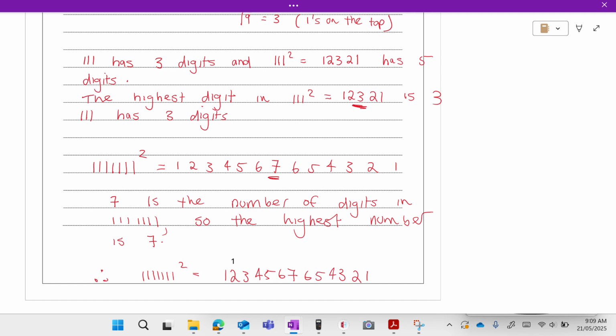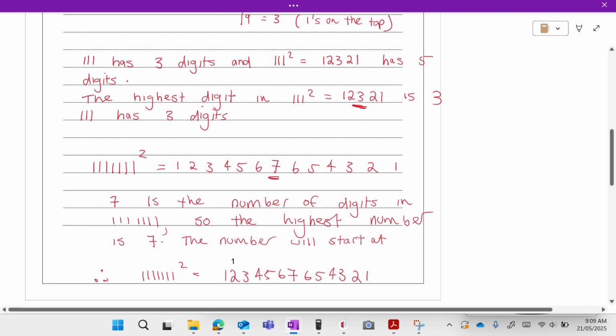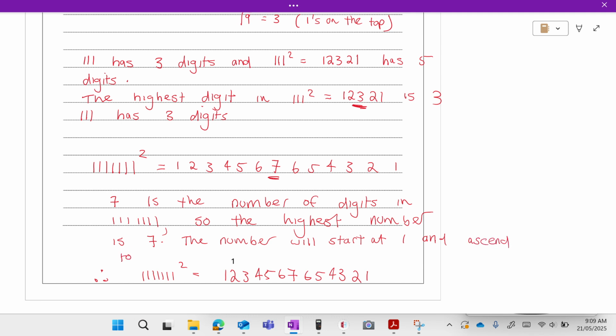The start of the number turns until it reaches the same amount as the digits in the number. So start at 1 and ascend to 7, and then it starts descending. That's some nice language there. Well done.